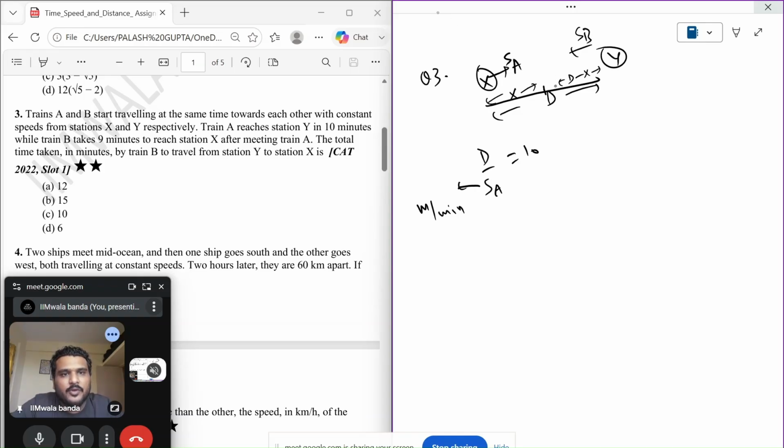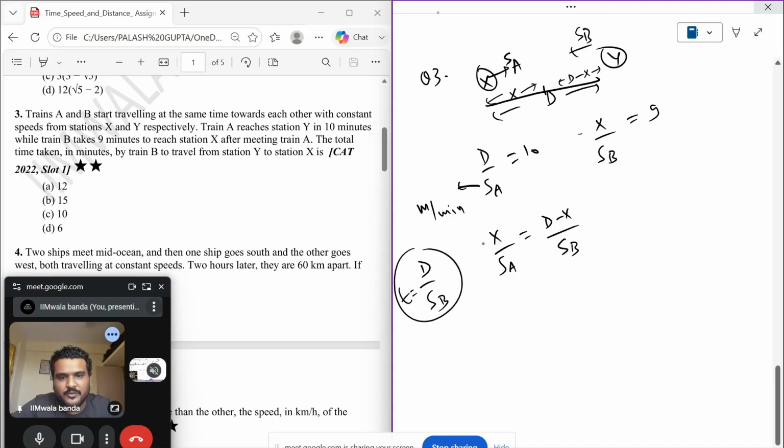Okay. So can I say that to cover X distance with its speed SB, it is taking 9 minutes. That's what the question is saying. Now that we have introduced X, when they met, the time to cover X by train A will be the same as the time to cover D minus X by train B. So what do we need to find? The total time taken by train B to travel from Y to X. Basically D upon SB. This is what the question wants us to find.